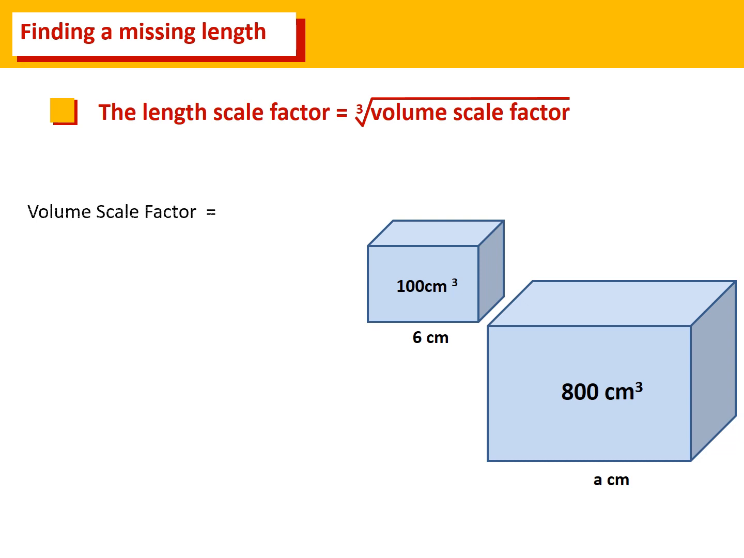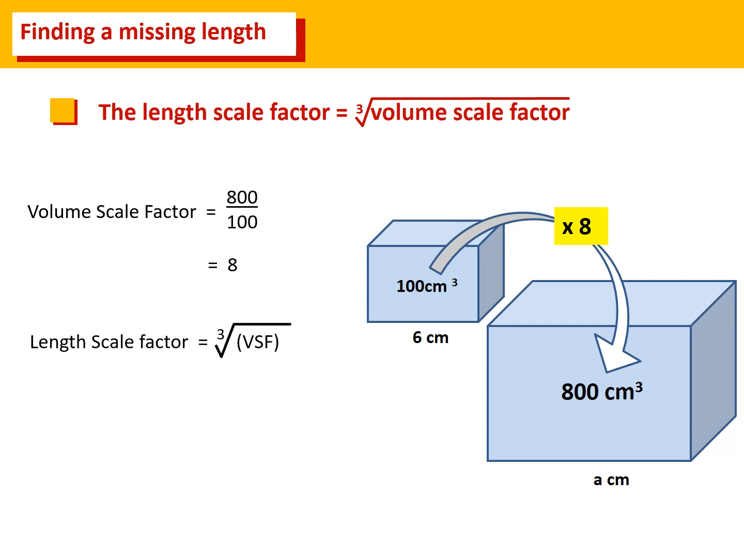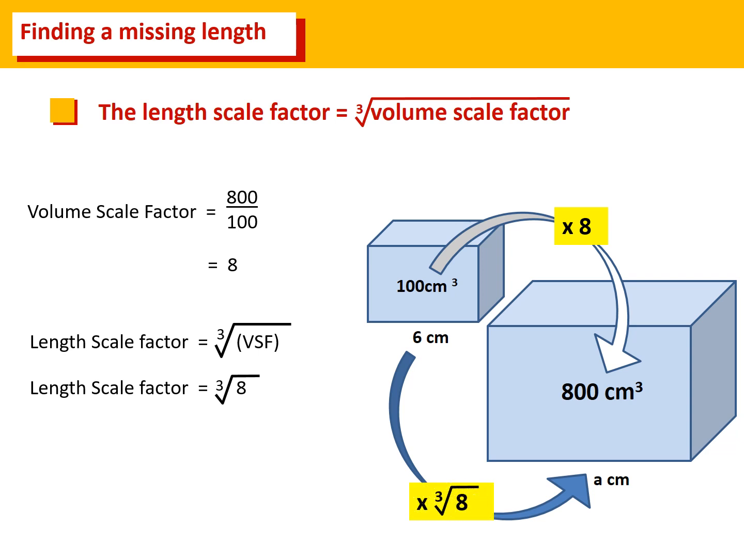So in our example, the volume has gone from 100 to 800. That's a scale factor of 8. The cube root of that will give us the length scale factor. So the cube root of 8 is 2. And so if we multiply 6 centimeters by 2, we're going to find our new length, which is 12 centimeters.